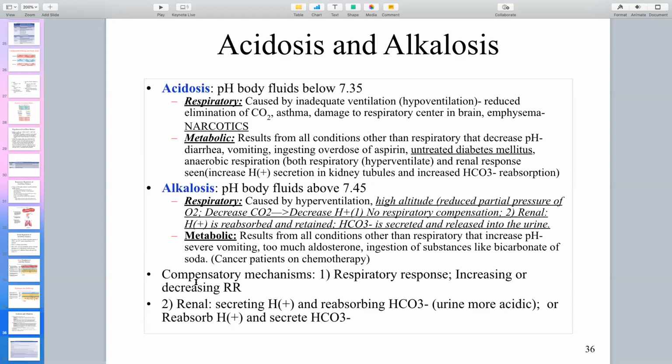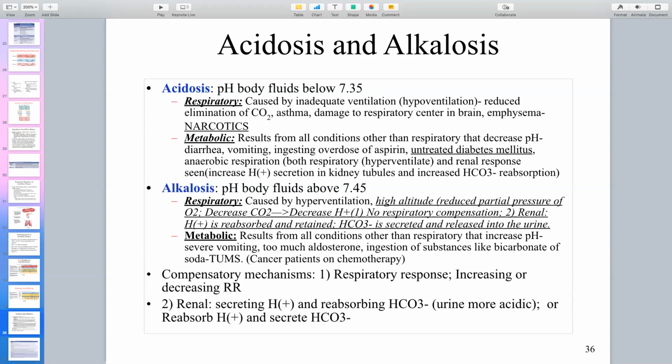Now there are other causes. They talk about people that ingest substances like bicarbonate. Sometimes the book is kind of stupid in the way they wrote this, right? Because you're like, who would ingest bicarbonate? But you know what's in bicarbonate? Tums. Tums is calcium carbonate. So instead of saying ingest bicarbonate, they should have said ingest antacids, like Tums.